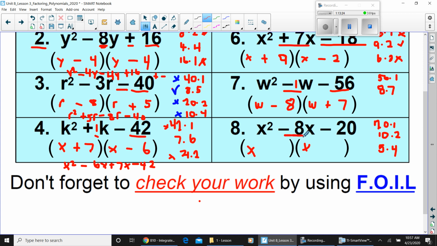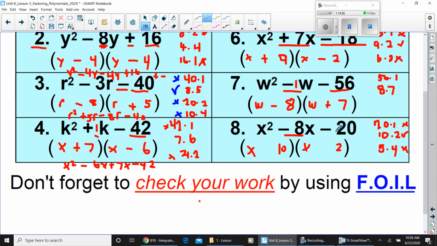So you just have to use a number to get to 8, add or subtract to 8. So 20 plus 1 is 21. 20 minus 1 is 19. This is no good. 10 plus 2 is 12. 10 minus 2 is 8. That could be good. 5 times 4, 5 plus 4 is 9. 5 minus 4 is 1. So if this was a 1, you know that these are consecutive numbers. That would work. They don't. So I know 10 and 2. That's my pair.